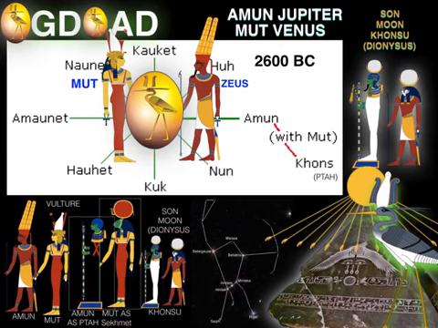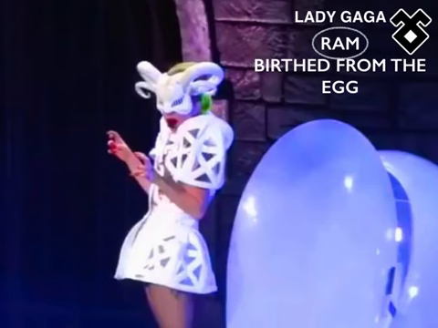But this is a DNA code of the Ogdoad. This has to do with the birthing of the new race, which Lady Gaga sings about in her song, and you see the egg that she comes out of in her video, just like the Ogdoad.